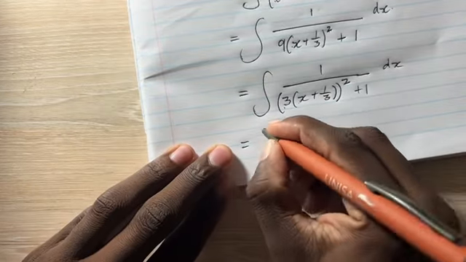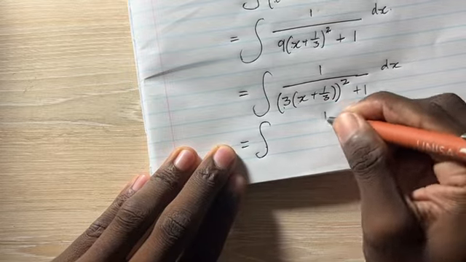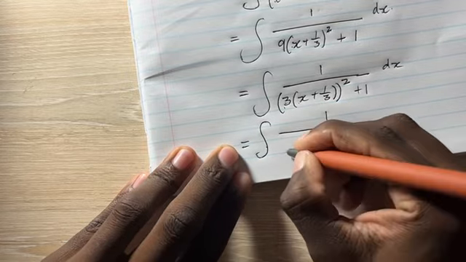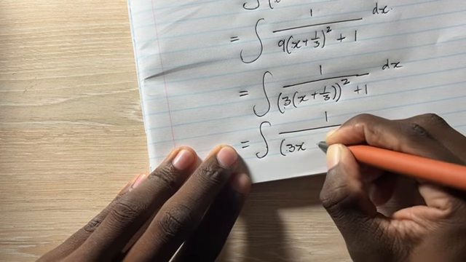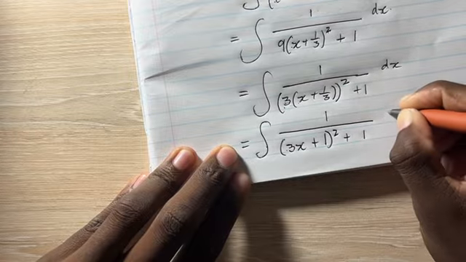Anyway, integral of 1 over, let's multiply the 3 into the brackets as well, just because it's fun. 3x plus 1 all squared plus 1. There's probably an easier way to do this.